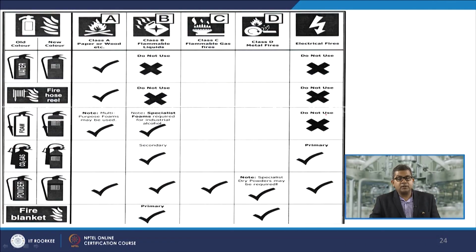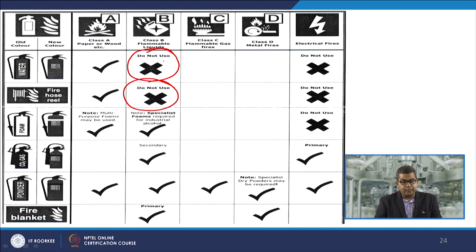Now again, this type of chart or placard should be placed at an appropriate place, showing what kind of fire extinguisher is available at your place and what class of fire you can use that particular fire extinguisher on. It should be properly mentioned not to use this type of fire extinguisher on such a class of fire.